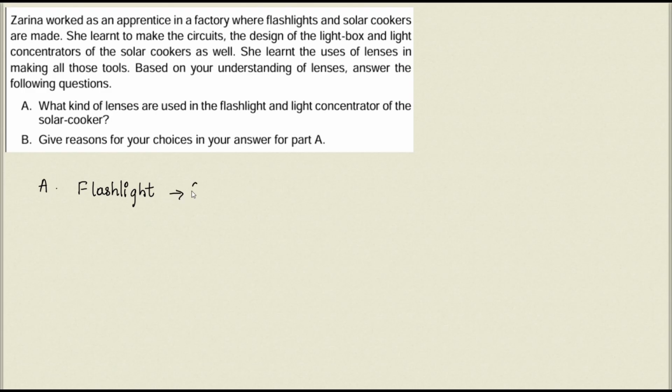We will be choosing a concave lens for flashlight. Now the reason is concave lens is also called a diverging lens, right? That means it can diverge the light rays. So flashlight is a device which is used for searching. If we have to see something in the dark, we'll use a flashlight. So we have to get a wider view of the surroundings with this light, and that is possible only if we use a concave lens.